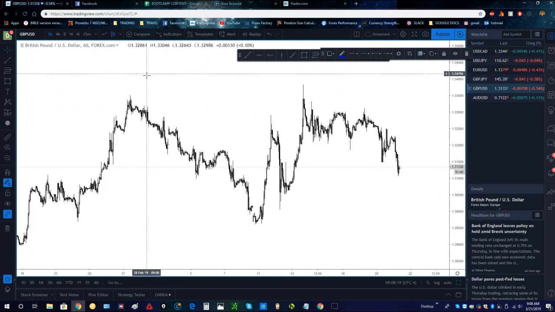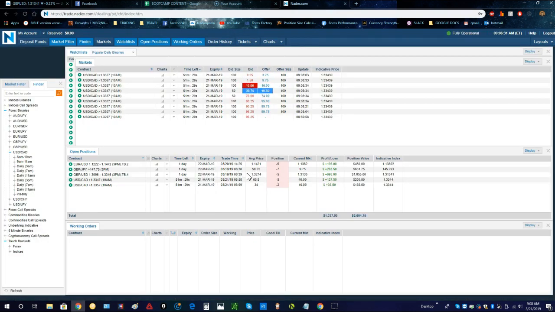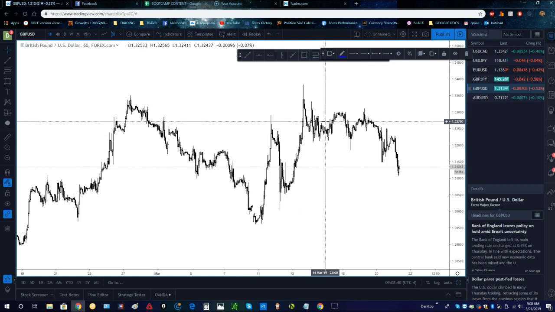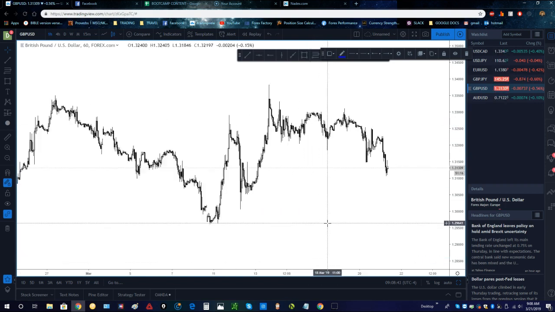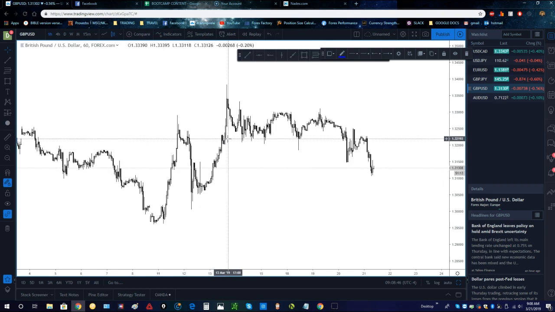I don't even remember where. Let me see if I can figure out where I entered and when. So let's see here. 319 at 8:30. I don't even know if this is on Eastern time or what time zone this is in. But I want to say it was in and around this area here. Is that where I entered?